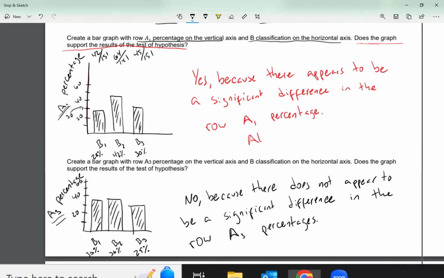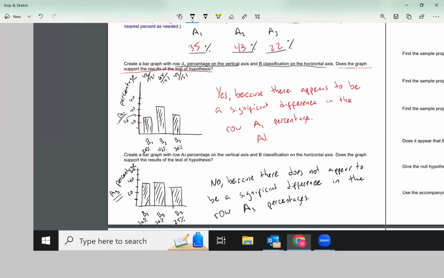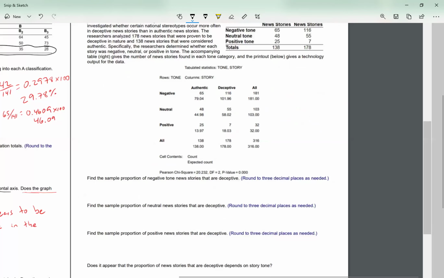So notice how I did two examples. You guys will do one per question. You guys will do your graphs. If you see a significant difference, then yes, the graph does support the negation of the study. If you don't see a significant difference, then no, it is not supported. Okay. Now we got that. Now let's flip the page and take a look at a question like this.